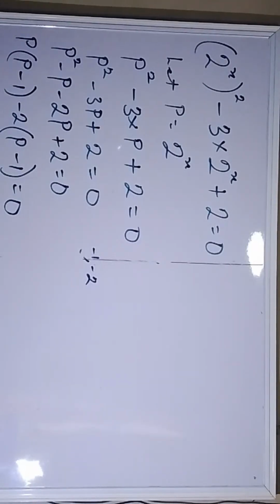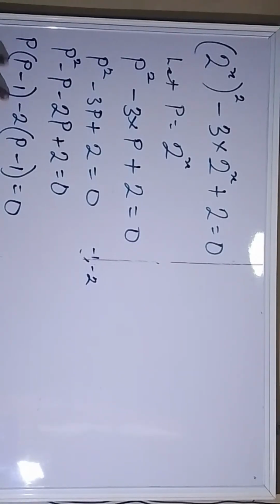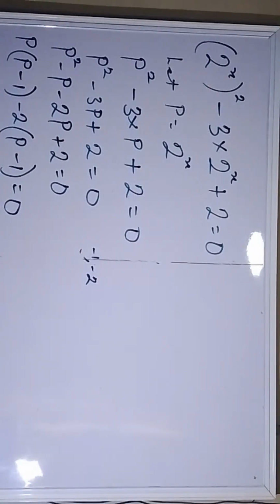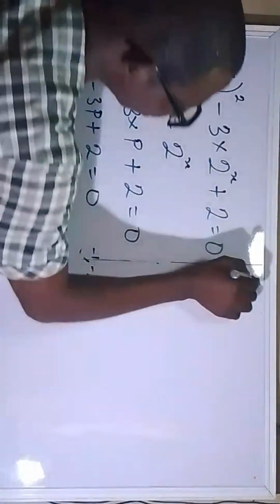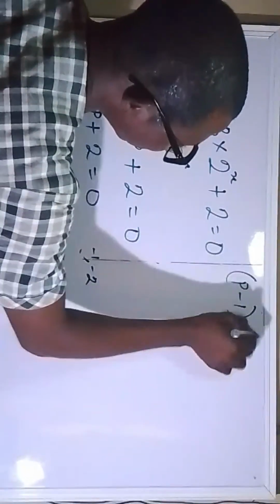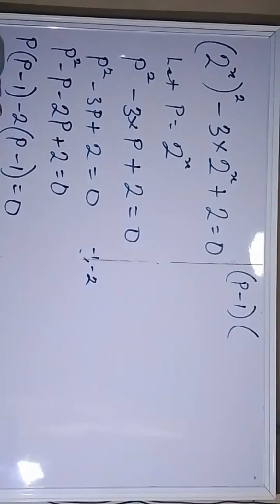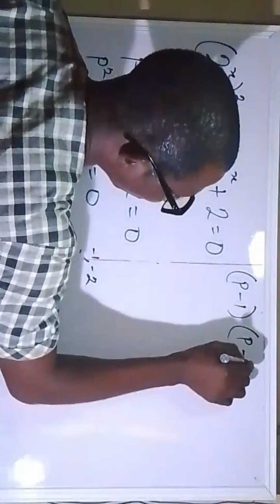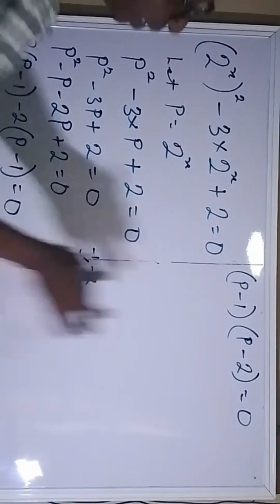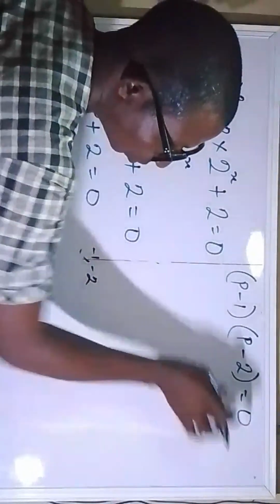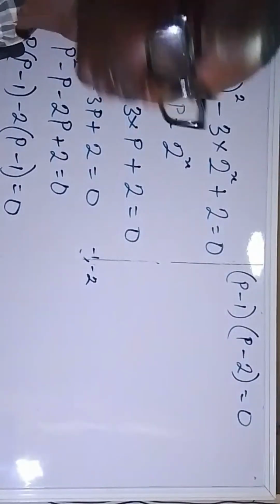So in most cases, when you are doing the right thing, what you have inside the brackets will always be the same thing. So now, you factor out what we have in the brackets. So p minus 1. We are left with this and this. So we have p minus 2 equals to 0. So you can see here now, two numbers are multiplying each other and the result is 0.